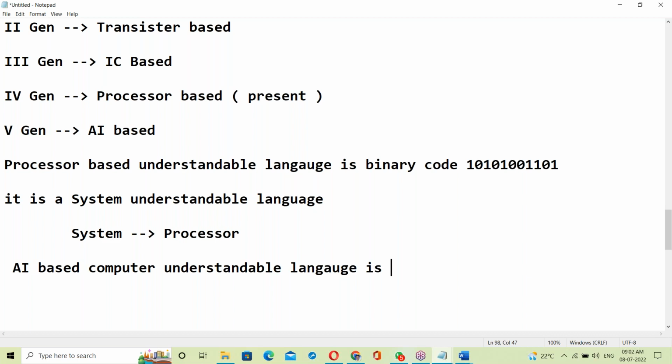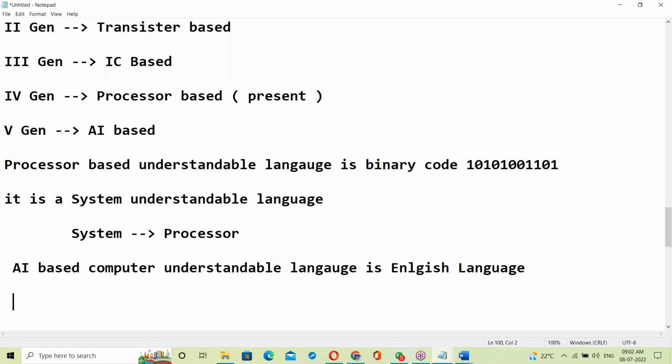Yes, it's English language. An AI-based computer can understand English. In future, everything is coming as AI-based tools. The tools can understand English directly. If someone says something in English, it can understand simply. So an AI-based computer understands our English.